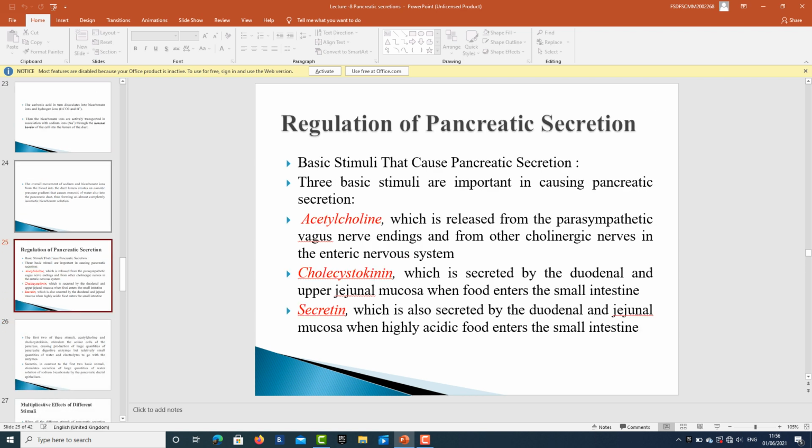Then we have the regulation of pancreatic secretion, that is going to be dealt with, inshallah, tomorrow.